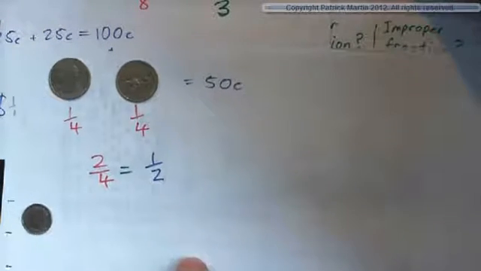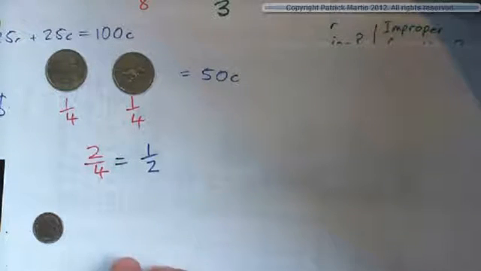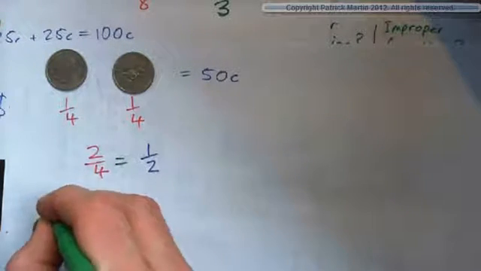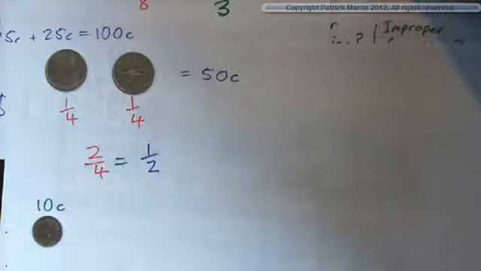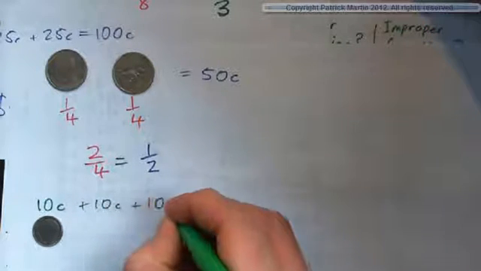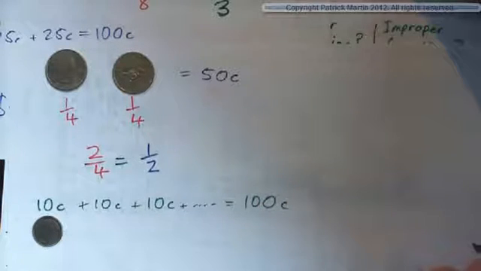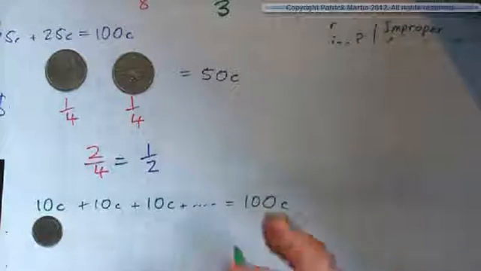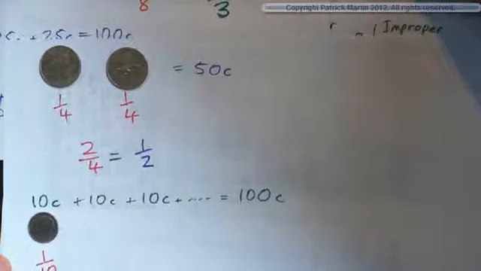If you take the dime, for example, how much is the dime worth? The dime is worth 10 cents, right? And how many of these do you need to get a dollar? How many 10 cents do I need to add up to get 100 cents? Well, it's got to be 10, right? So 10 of these makes a dollar, and that's why this is in fact 1/10 of a dollar, right?